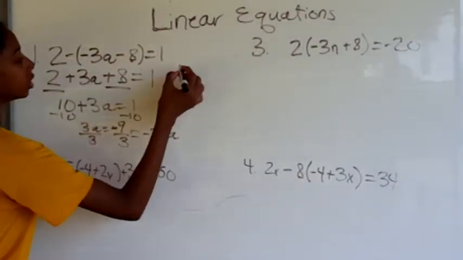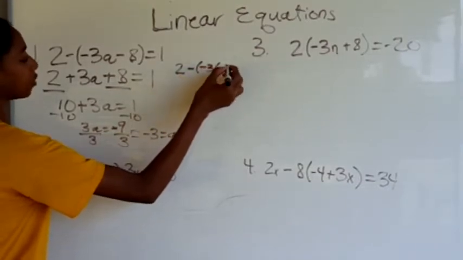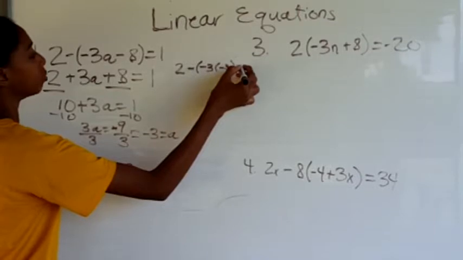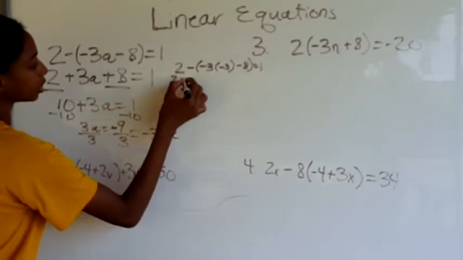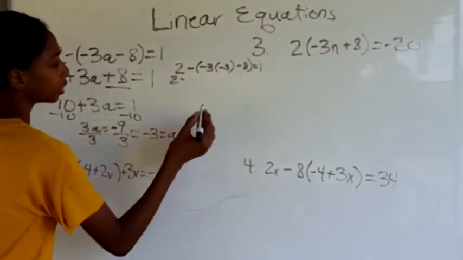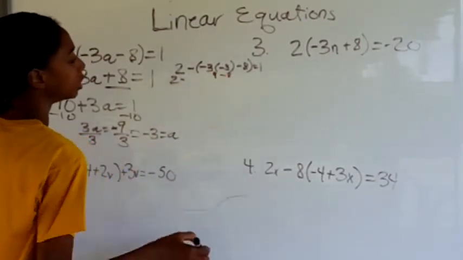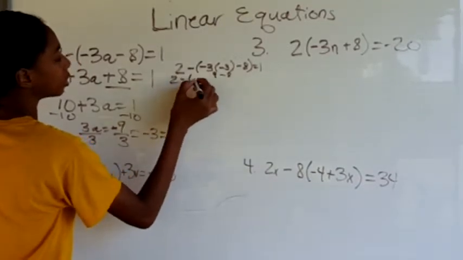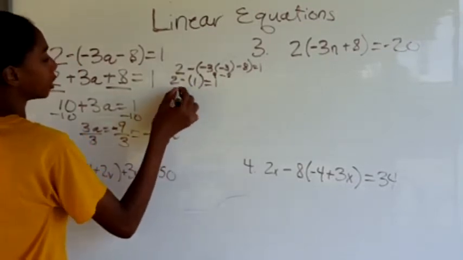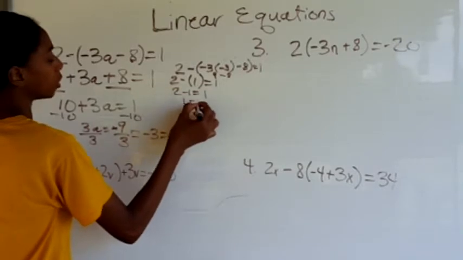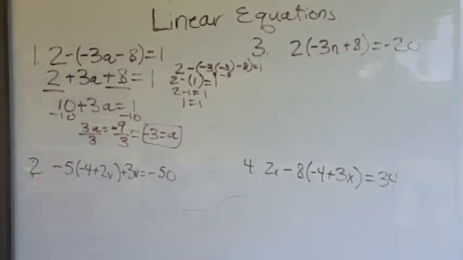So if we plug it in, it'll read 2 minus negative 3 times negative 3 minus 8 equals 1. And so our parentheses will be negative 3 times negative 3 is positive 9 minus 8 is going to be 1. So that's 2 minus positive 1. 2 minus 1 is 1. 1 equals 1. So negative 3 equals a is correct. Alright, number 2.